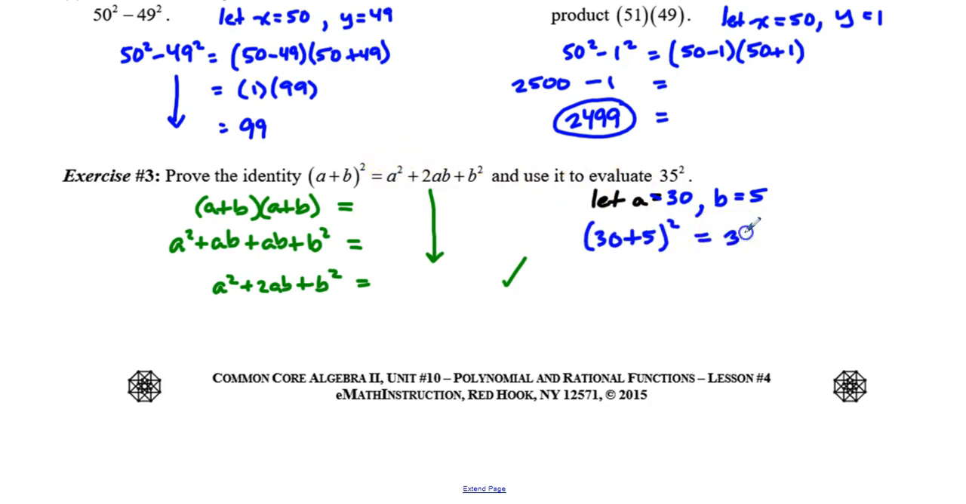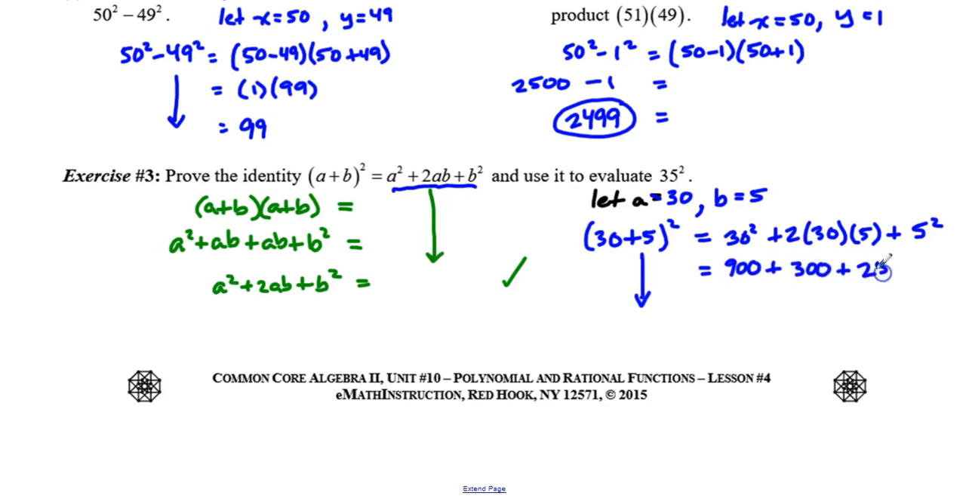I feel like I could do 30 squared, and I certainly could multiply 2 times 30 times 5, and I could certainly add in 5 squared. And if you're saying, where are you getting these numbers? Think about it. Here's our identity, a squared plus 2ab plus b squared. And I've defined what a and b are, so I'm just making substitutions into the right side of the identity. Well, I'm going to leave that left side alone, but the right side I can work out. And you could check that with your calculator.